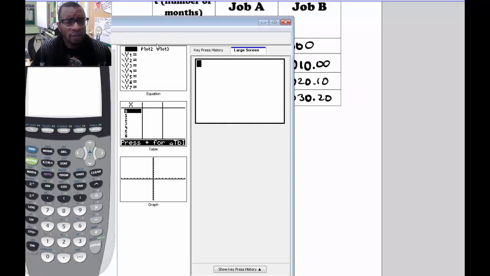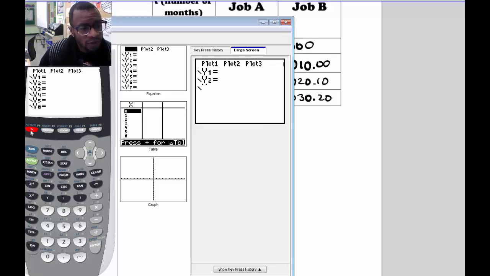All right, so let's graph these equations. Remember to clear out your calculator, second mem 712, which I've already done, and then we're just going to graph these. So let's go to our y equals screen so we can put them in. So y1 is going to be 1,000 plus 100x.